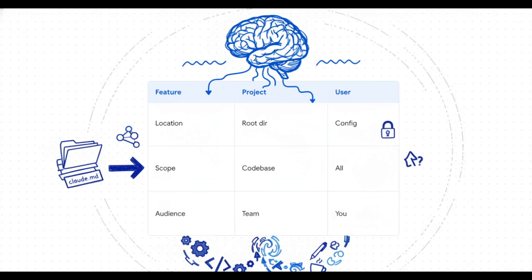But then, you have the user-level Claude.md. This one lives quietly and securely in your personal configuration folder. Its scope spans across all your projects, and it's just for you. This is exactly where you stash your personal coding quirks. Maybe you like your comments formatted a certain way, or you have a naming convention you refuse to let go of. Claude takes both of these contexts and merges them perfectly.